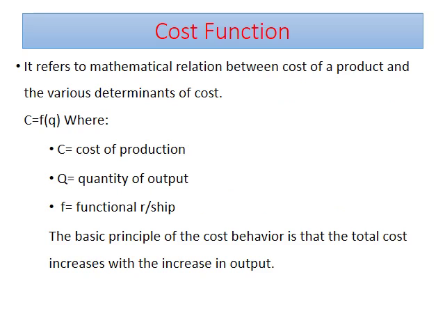And here we will discuss the cost function. It refers to the mathematical relationship between the cost of production and the various determinants of cost. There are different determinants of cost. Cost can be explained as C equals f of Q, where C is the cost of production, Q is the quantity of output, and f is the functional relationship between these two variables Q and C.